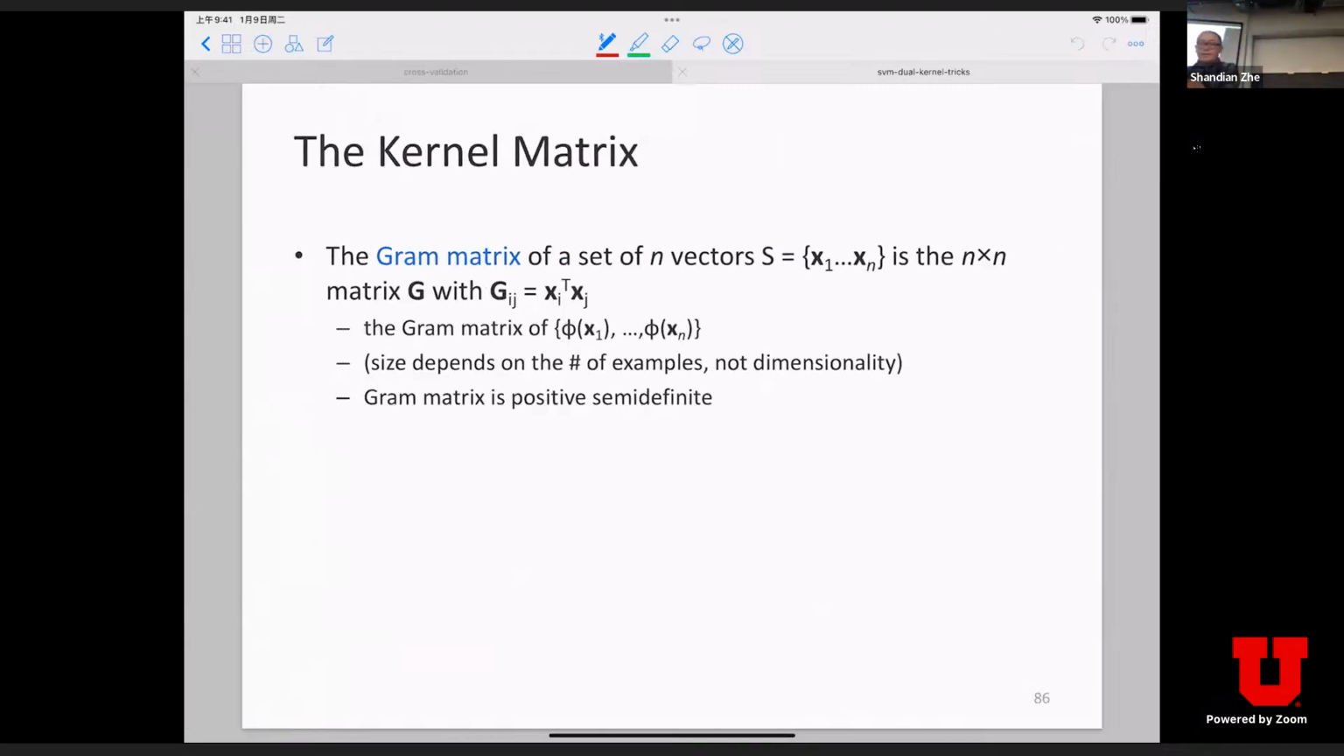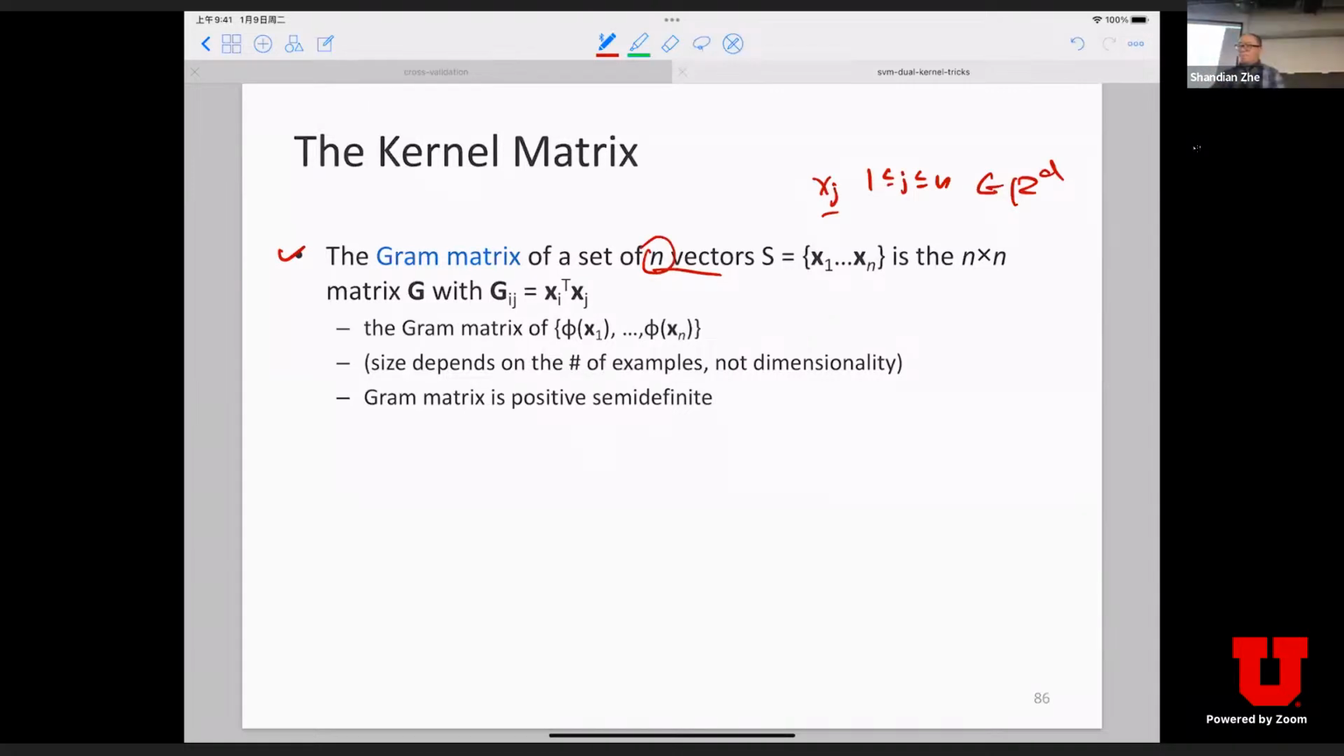Now let us look at this general condition. It is actually called the Mercer condition. First, what is the Gram matrix? The Gram matrix is defined on a set of vectors. Suppose I have n vectors, denoted x1 to xn, where each xj, with j between 1 and n, can be of any dimension. It is not necessary to be n-dimensional. Here, n just denotes the number of vectors in my set S.